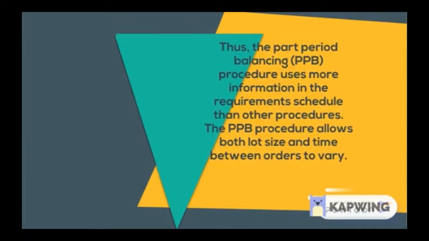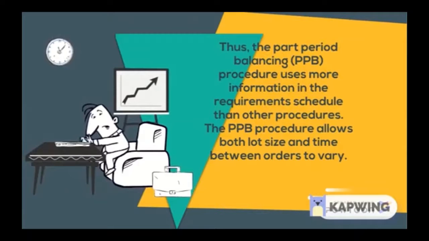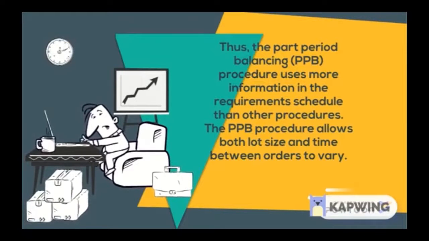Therefore, the part period balancing PBB procedure uses more information in the requirement schedule than other procedures. The PBB procedure allows both lot size and time between orders to vary.